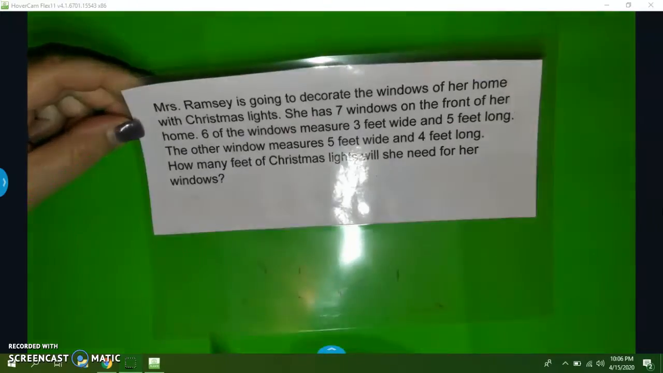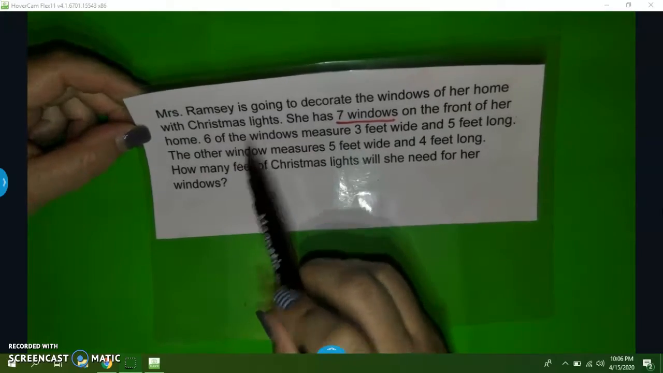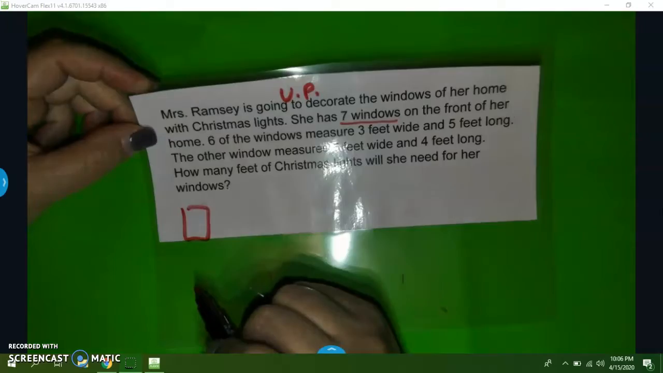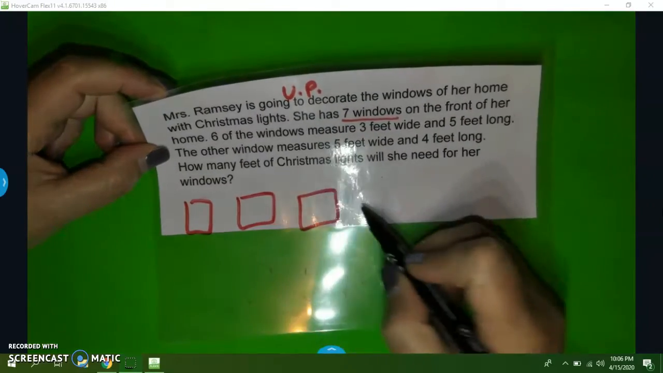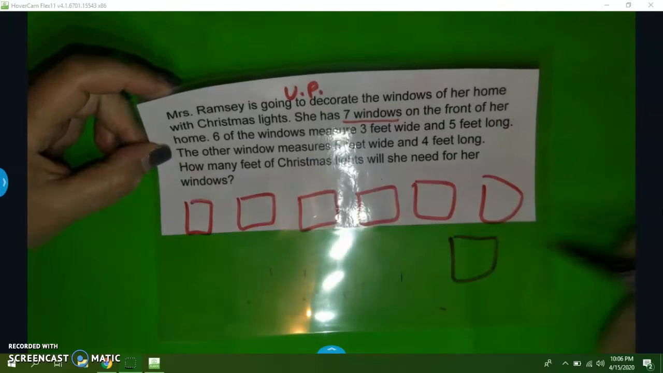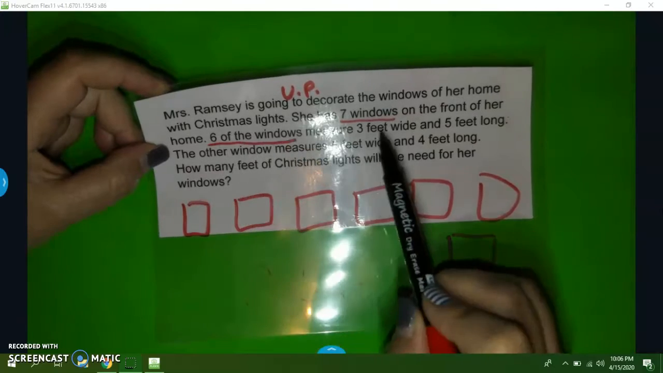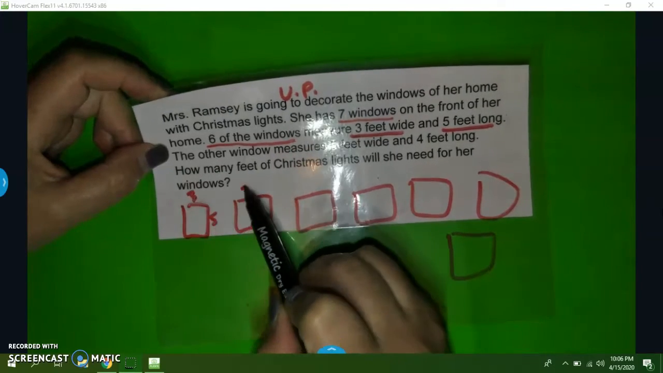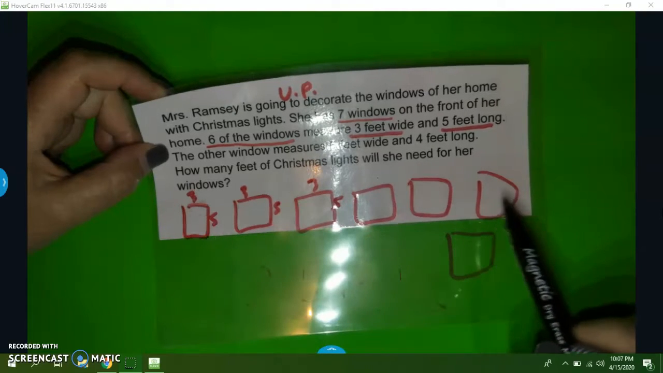Miss Ramsey's going to decorate the windows of her home with Christmas lights. She has 7 windows on the front of her home. I like to plan as I go. You guys know that. I like to do these UMP steps together as I go. So I've understood she's got 7 rectangular windows. So I'm going to draw 1, 2, 3, 4, 5, 6, 7 windows. 6 of those windows are 3 feet wide and 5 feet long. So I'm going to go ahead and label 3 by 5, 3 by 5, 3 by 5 for 1, 2, 3, 4, 5, 6 windows.